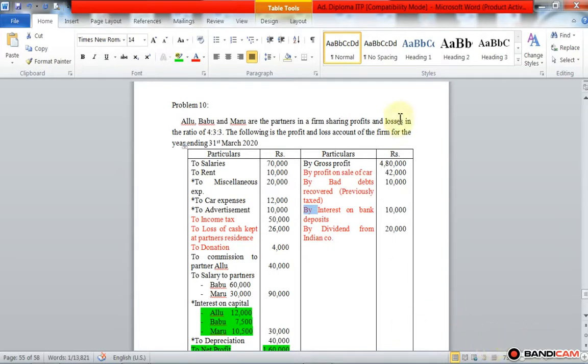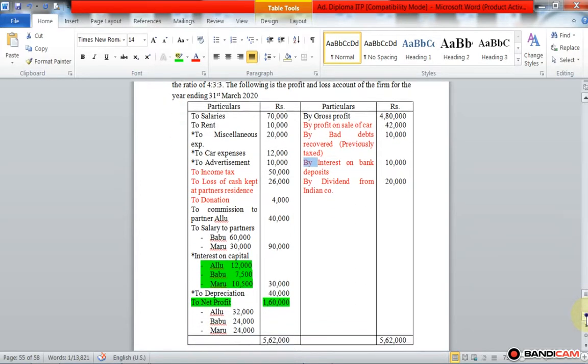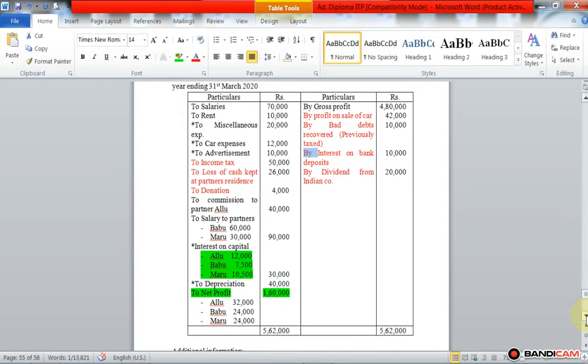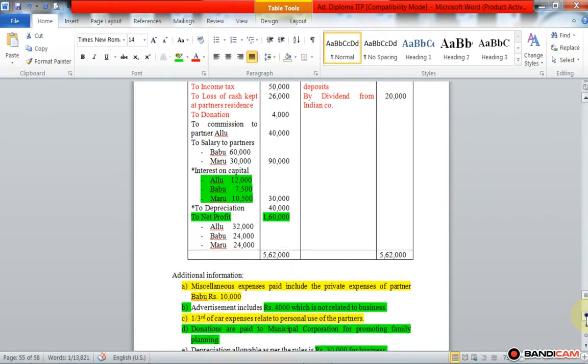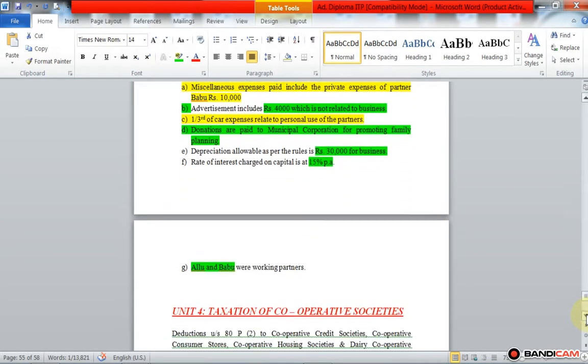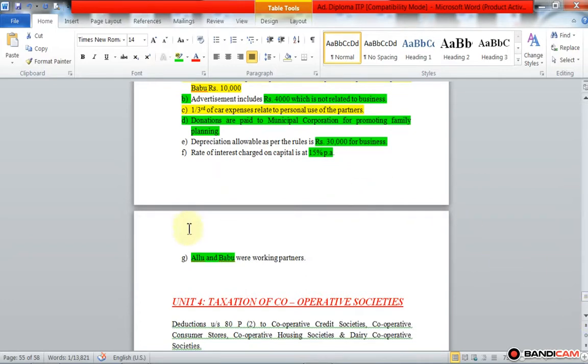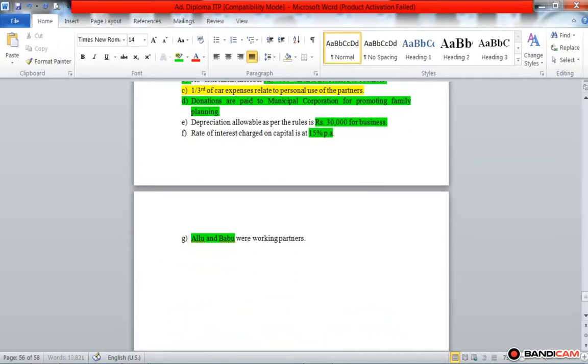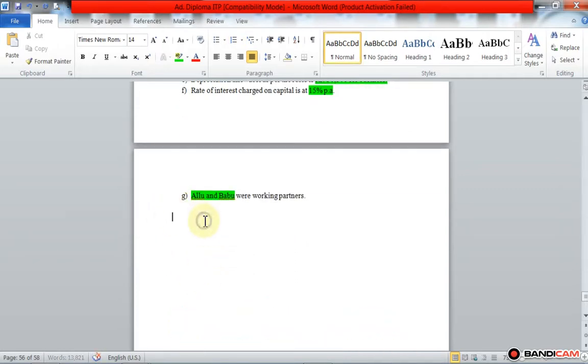Then we read all the debit as well as credit side of profit and loss account and additional information. Now we are going to solve a problem here. Prepare a 3-column statement for computation of income from firm.